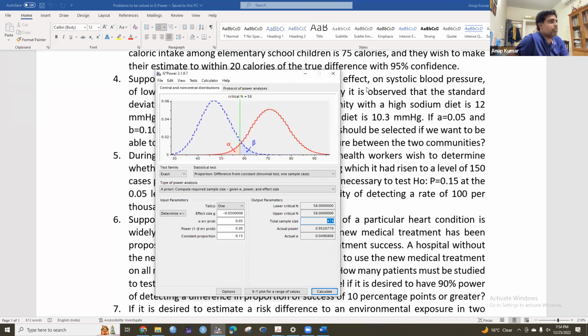Okay. So in this way, this particular software, which is freely available, you can simply download it and also go through the manual. Lots of YouTube videos are also available on how you can do the sample size calculation with this G power. My main motive was to let you know that sample size calculation is a very important part of any study which is being taken up.